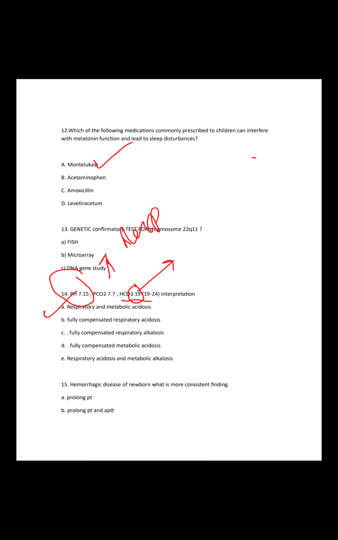Question 14 is respiratory and metabolic acidosis, because bicarb should be higher, what we expected. They are just on the lower range of normal. That is why it is a mixed picture.